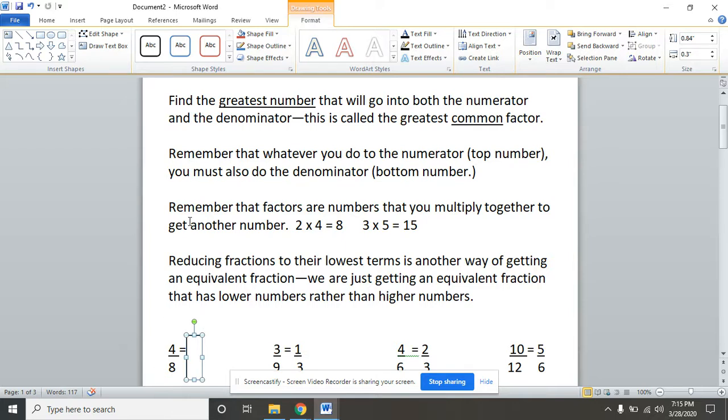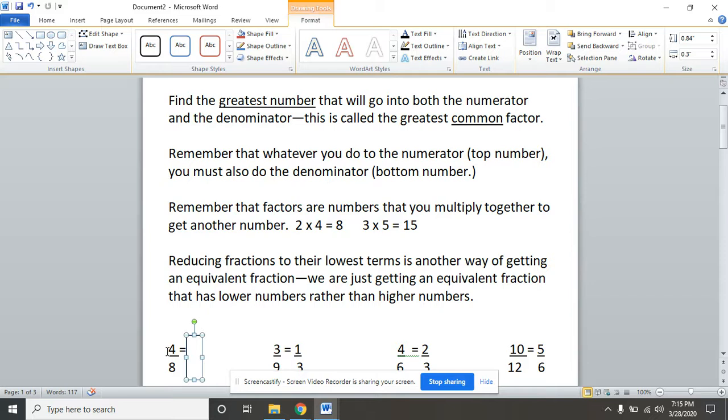Now, if you recall, factors are numbers that you multiply together to get another number, like 2 times 4 equals 8. So 2 and 4 are factors of 8. And 3 times 5 equals 15. So 3 and 5 are factors of 15. So you want to find the greatest common factor of both 4 and 8. What number will go into both 4 and 8 equally? The greatest number that will go into each one of these is 4.